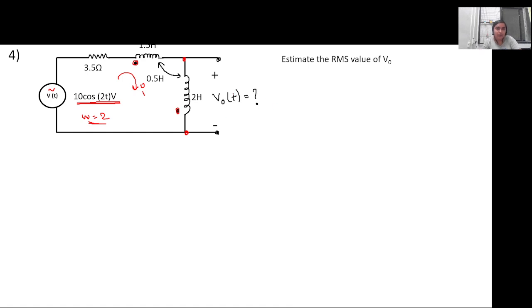Just out of curiosity, V naught is again in the time domain, right? It will be in terms of cos of some omega t plus theta. So make sure you convert it back. For ease of calculation, you can either keep it in the time domain or convert it into the frequency domain, in terms of phasor, and calculate it. It is up to you. So how will we calculate I?